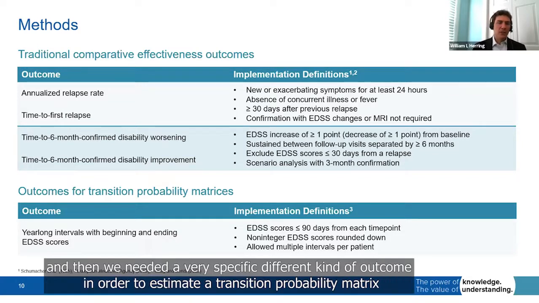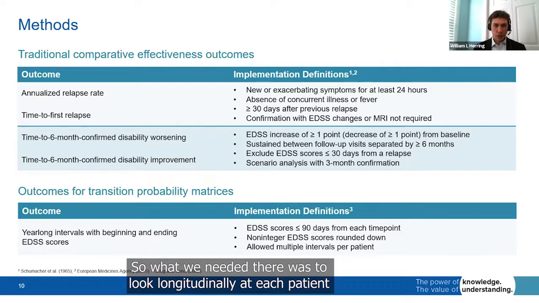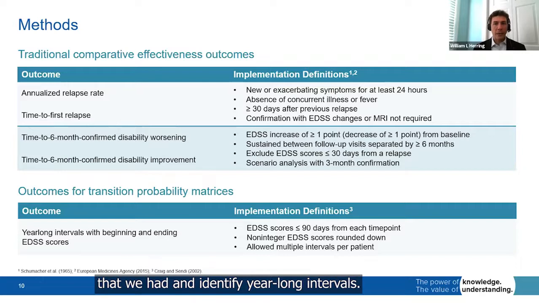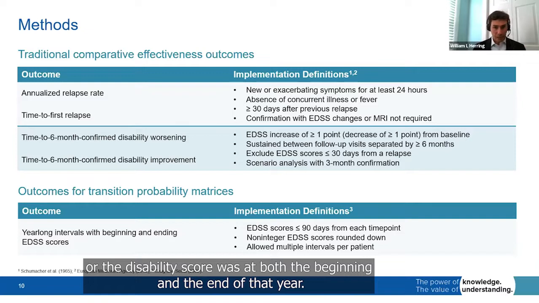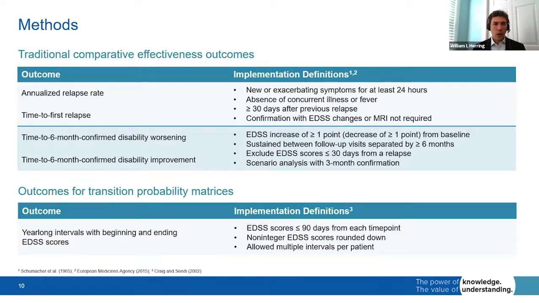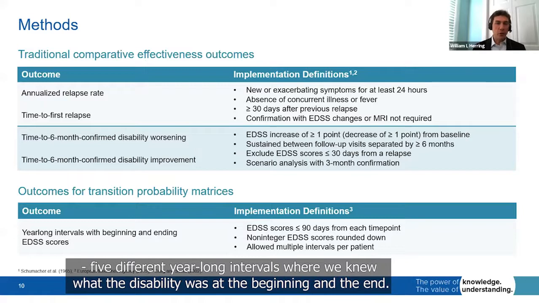And then we needed a very specific, different kind of outcome in order to estimate a transition probability matrix for the patients that we were identifying in the 3 different treatment groups. So what we needed there was to look longitudinally at each patient that we had and identify year-long intervals. So for a given patient, we might have a year-long interval where we knew what the EDSS or the disability score was at both the beginning and the end of that year. And then if a patient was followed for 5 years, they might contribute 5 different intervals to our analysis, right? 5 different year-long intervals where we knew what the disability was at the beginning and the end.